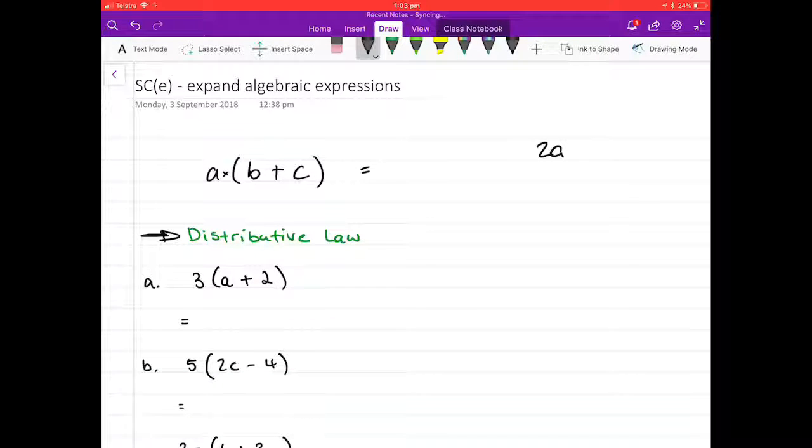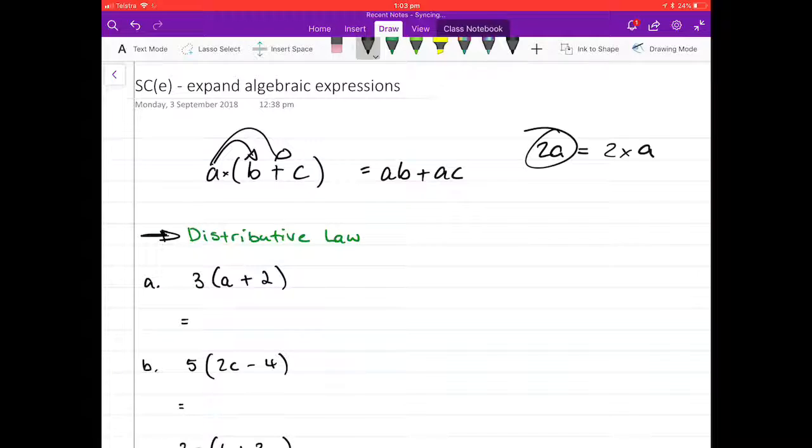It's just like you would have seen things written like 2A in the past. That is written as 2 times A. It's just that this way here is easier to write. So we do it without the multiplication sign. So looking at this says A multiplied by B, which is going to get me AB. And then we're going to go A and multiply it by the C, which is going to get me AC.